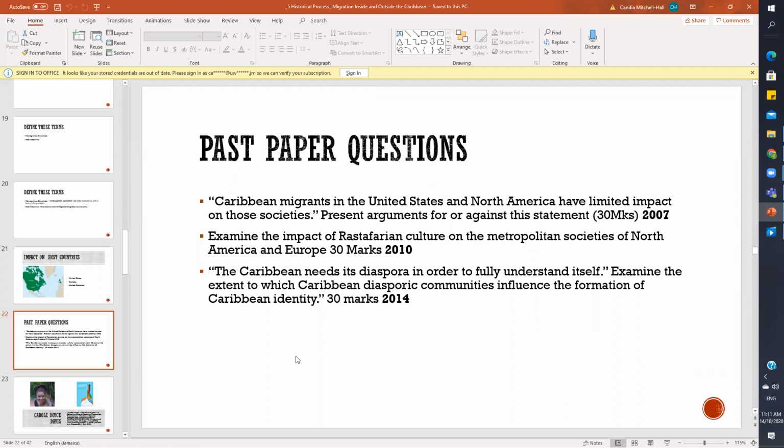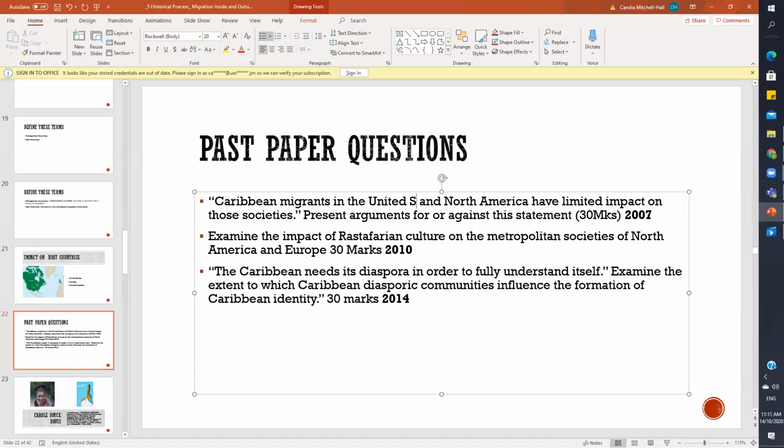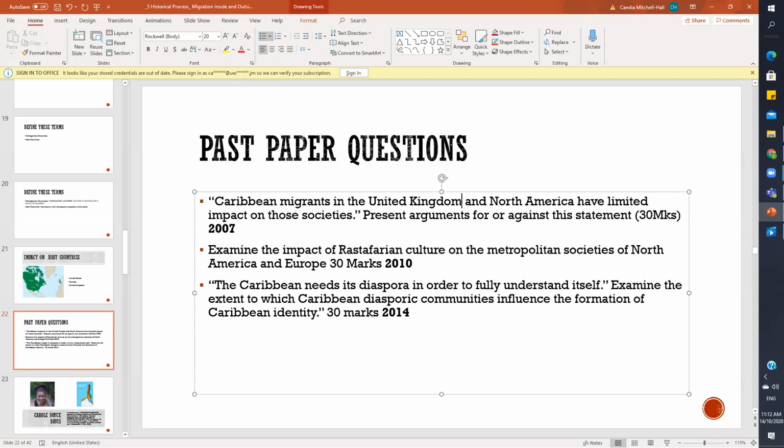All right, good. So these questions are very, very popular questions on the exam about the impact of Caribbean migrants on their host countries, such as places in the United States. Actually, this part of the question should be United Kingdom. Yes. Migrants in the United Kingdom and North America.